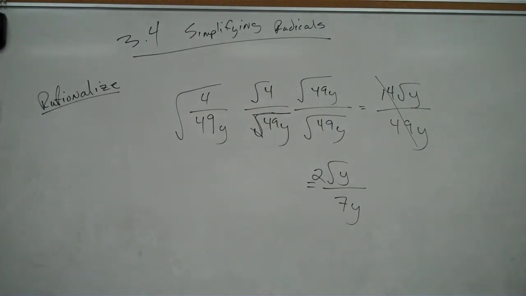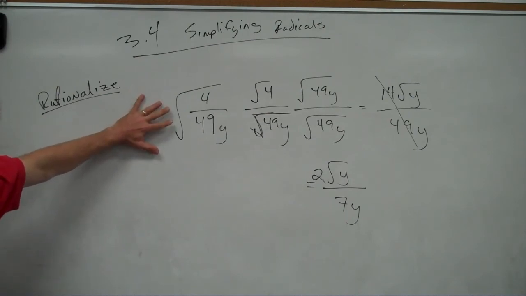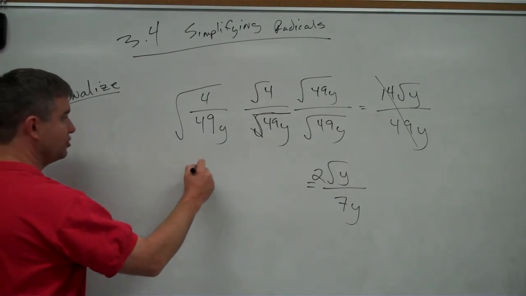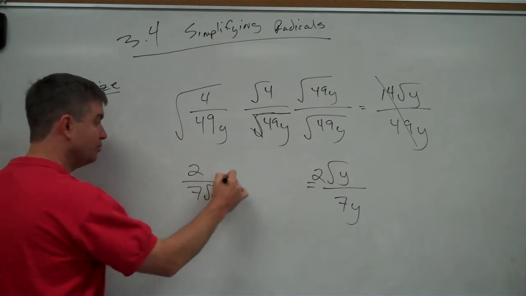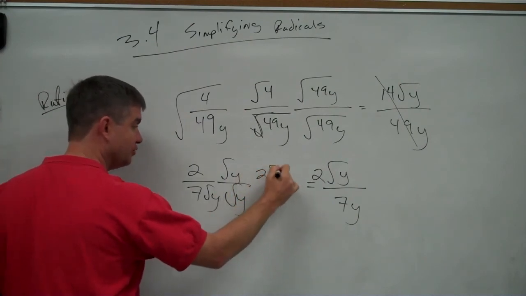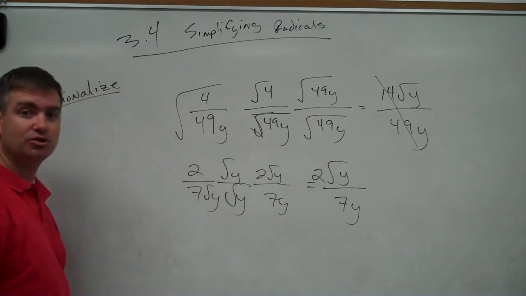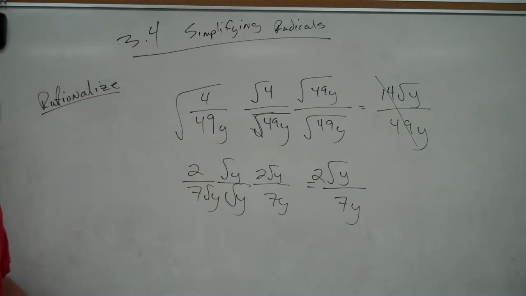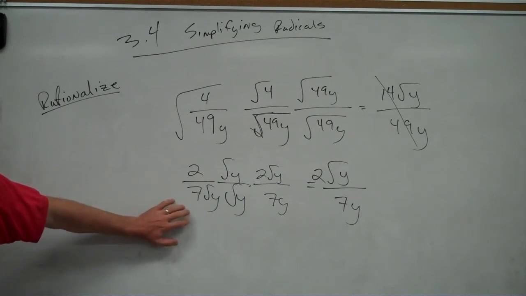Like, in the beginning of the problem, could you just plug in 4, root 4 over 49? You could have gotten 2 over 7 root y. Yeah, you would multiply by root y over root y, and you would have gotten 2 root y over 7y. Isn't that what we just got? Mm-hmm. You could have done that as well. But I showed you what I felt to be the easiest thing to do. That would have been an alternate way to get the answer, and that would have been fine.